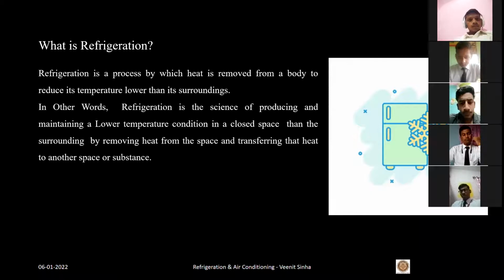In other words, अगर हम दूसरे तरीके से इसे डिफाइन करना चाहें, refrigeration is the science of producing and maintaining lower temperature conditions in a closed space than the surroundings by removing heat from the space and transferring that heat to another space or substance. ठीक है. ये हम आगे रेफ्रिजरेशन साइकिल पढ़ेंगे इन नेक्स्ट क्लास. So if you understand this basic concept, then it will be easy to explain air conditioning as well.